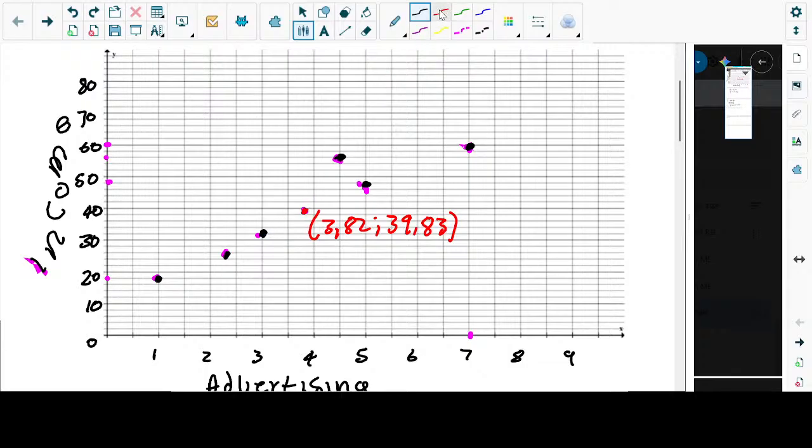Can you draw a straight line? Will you be able to use the ruler? I'll be able to draw a straight line. I'm confident with that. Okay, so we will see if you can draw a straight line.